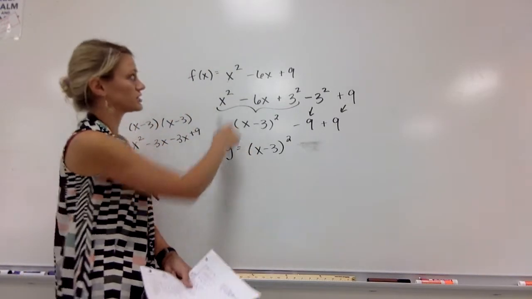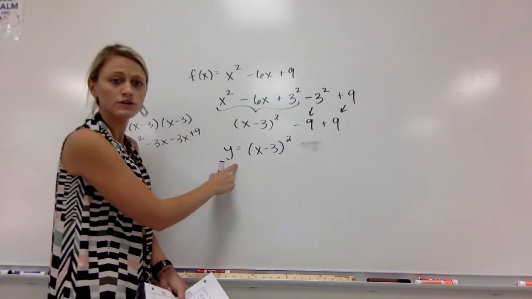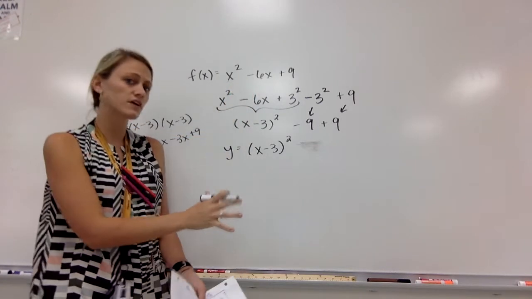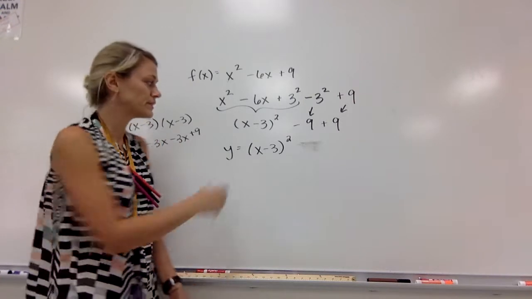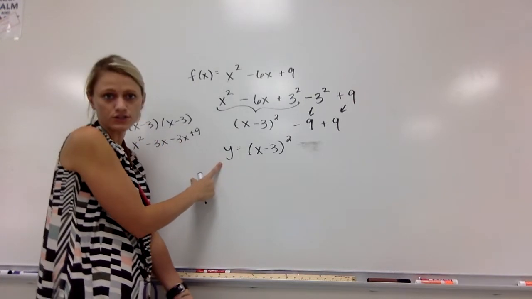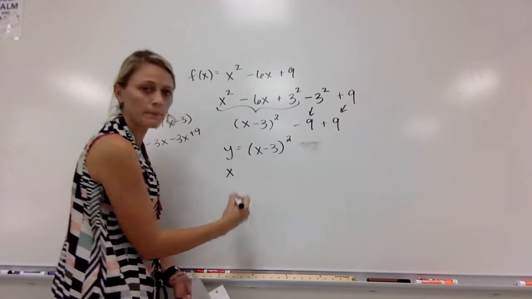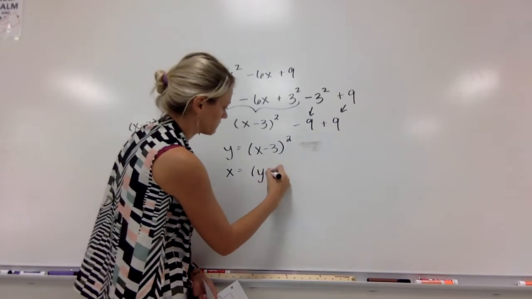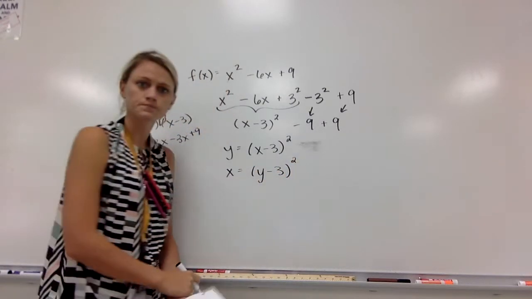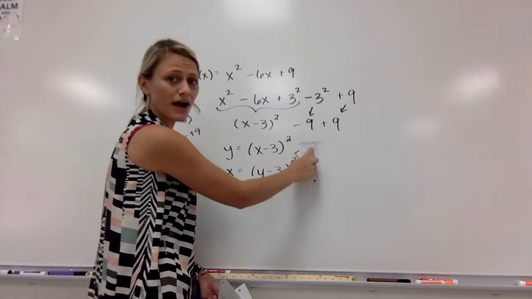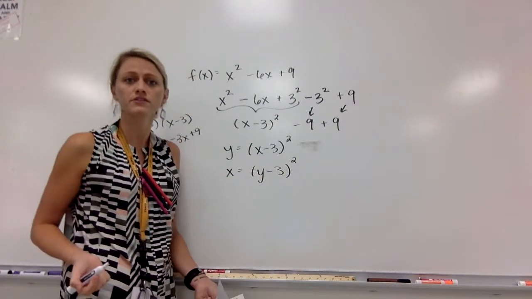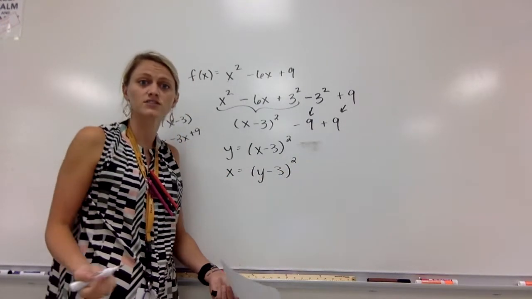Here's my original function. So I went from standard to vertex form. Same function. It's just written in a different way because now I can find the inverse of this. So I flip-flop my x and my y, so x equals y minus 3 squared. Notice because I don't have anything on the end here, I can just go straight to finding the square root of each side. So my life is actually a little bit easier.